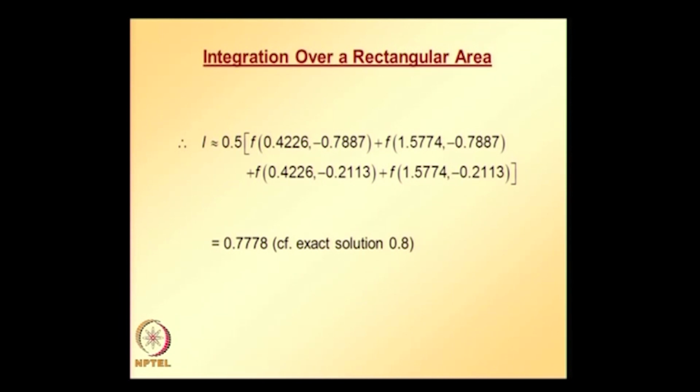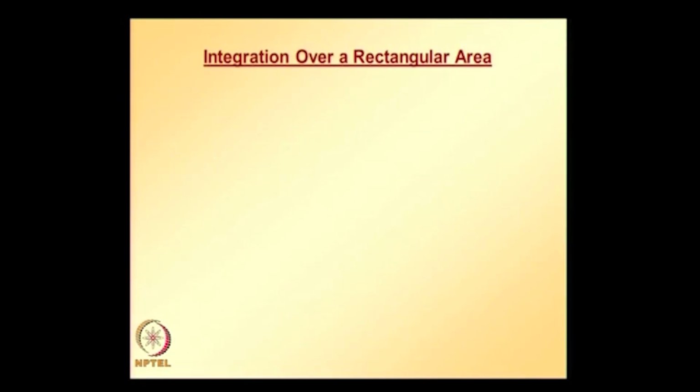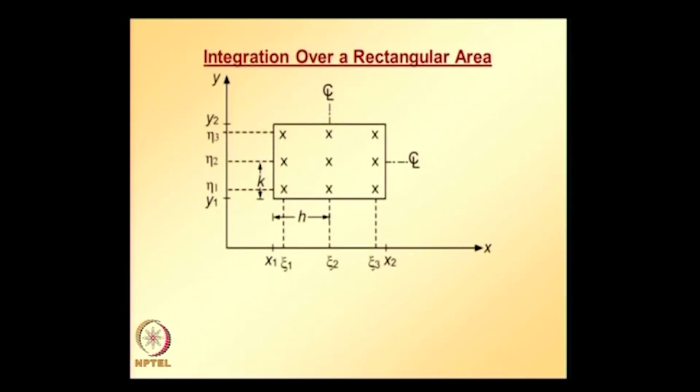So now let us see how to use, here we used 2 points along x direction, 2 points along y direction. Now let us see how to evaluate integration over a rectangular area if we adopt 3 integration points along x direction, y direction. So we are having 3 points along x direction, that is psi 1, psi 2, psi 3, along y direction eta 1, eta 2, eta 3, and again similar to the previous case, half the dimension along x direction is denoted with h, half the dimension along y direction is denoted with k.